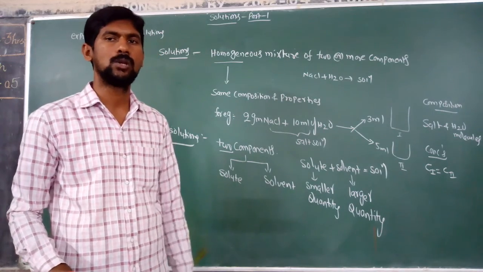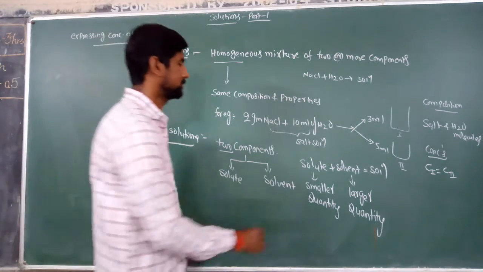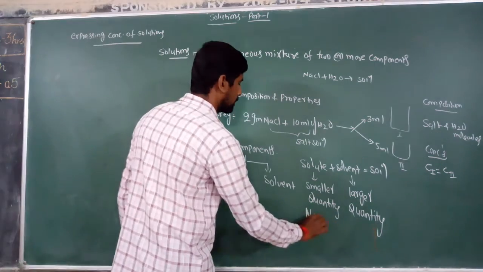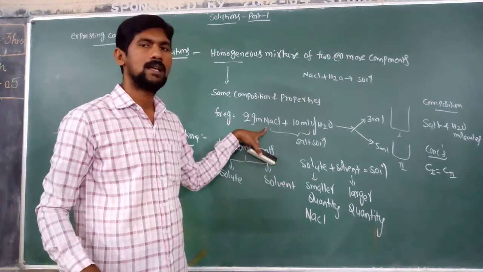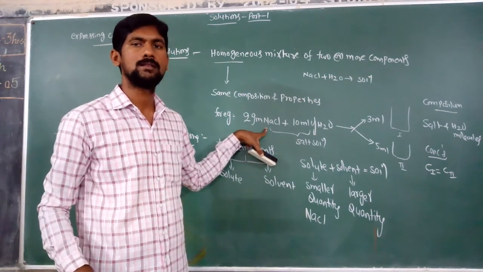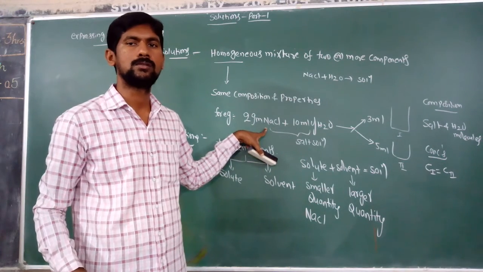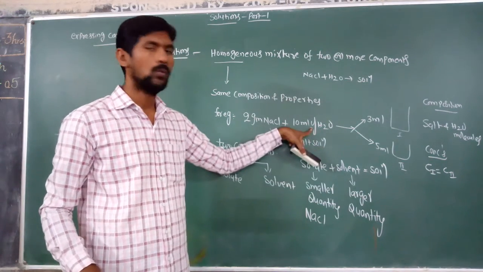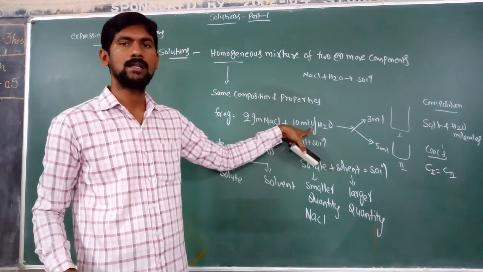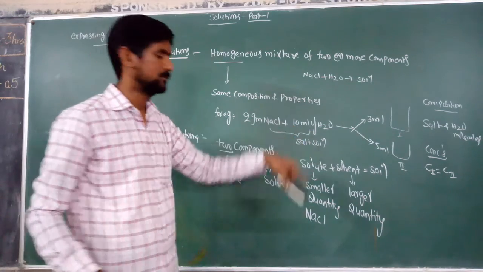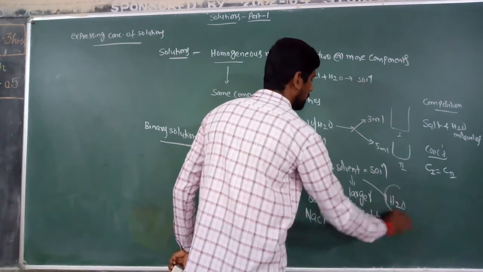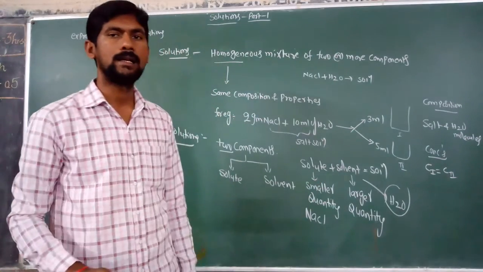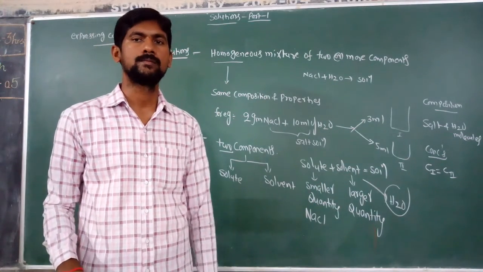In this, what is the solute? Sodium chloride. It is present in the lesser quantity or smaller quantity. Sodium chloride is the solute. What is the solvent? Water, because it is present in the larger quantity, 10 ml. Solvent is water. It is present in the larger quantity.